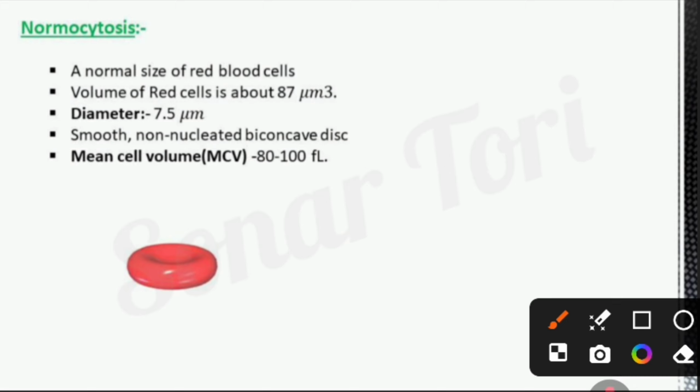Normocytosis. When the size of the RBC is normal, it is called normocytosis. The volume of a red blood cell is about 78 micrometer cube and the diameter is 7.5 micrometer. It is a smooth, non-nucleated biconcave disc, and the mean corpuscular volume, or mean cell volume (MCV), of the normocyte is 80 to 100 femtoliter.